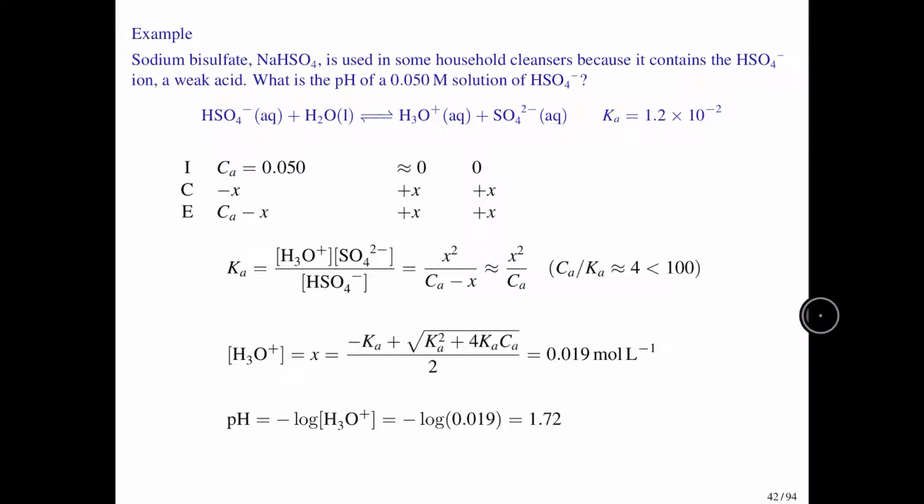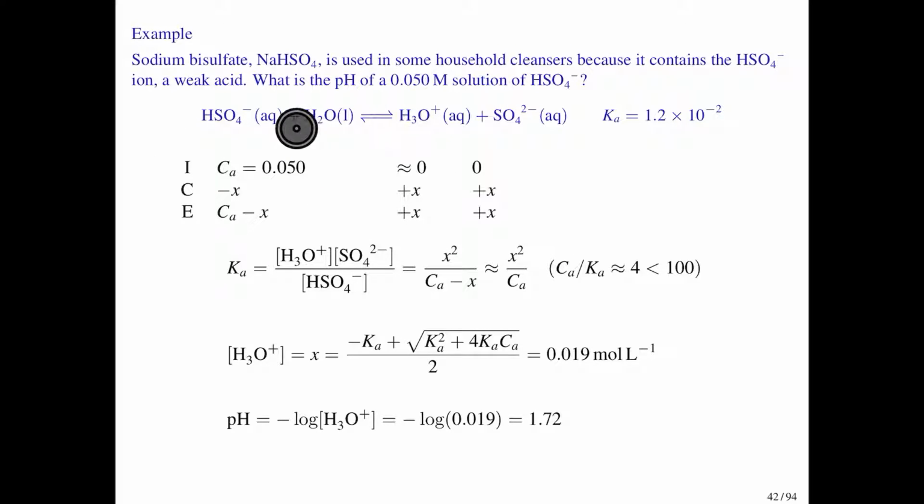In this problem, this is an example of where the approximation that we've been using fails. So we're looking at the hydrogen sulfate ion, which is actually a fairly strong acid. It's certainly not a strong acid, but it is stronger than most. And so here's the acid ionization reaction. Hydrogen sulfate donates a proton to water that forms hydronium and leaves behind sulfate.